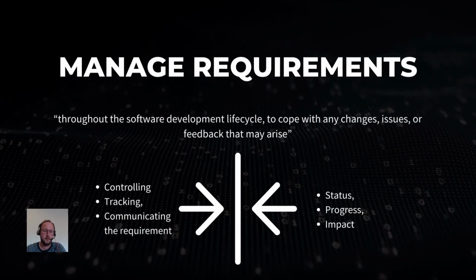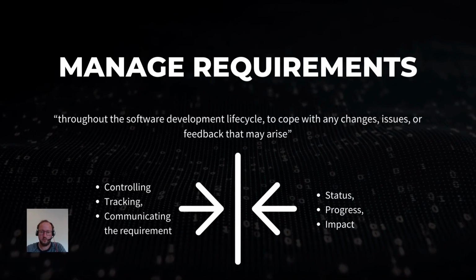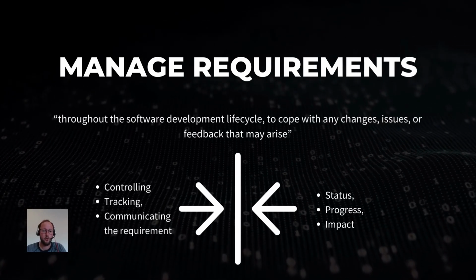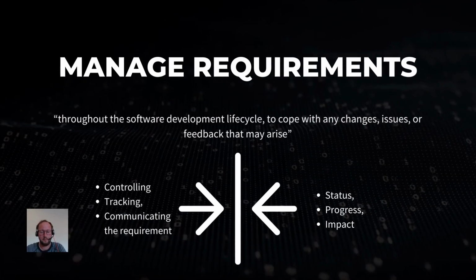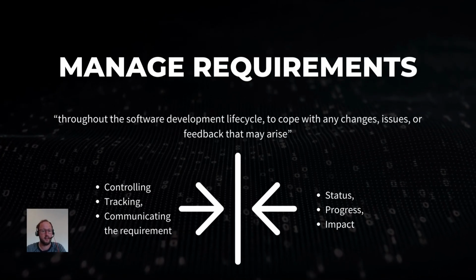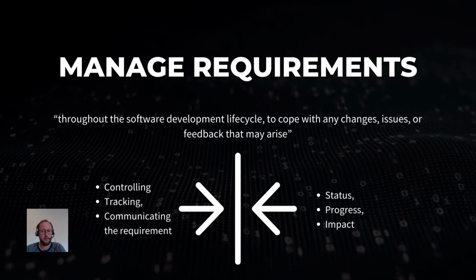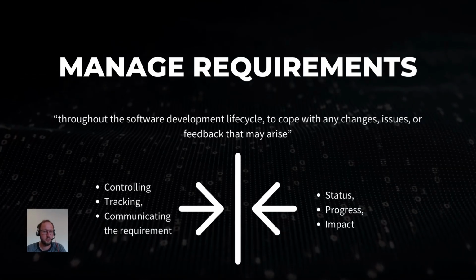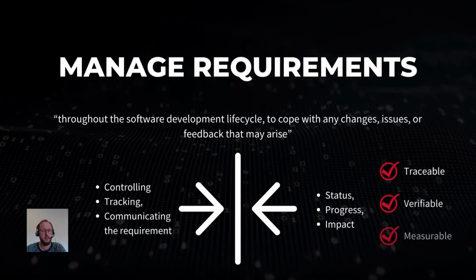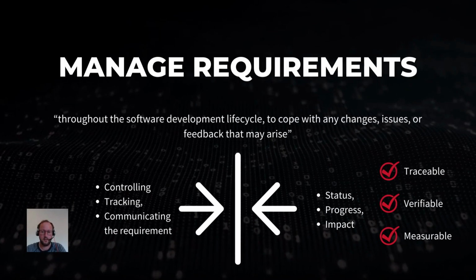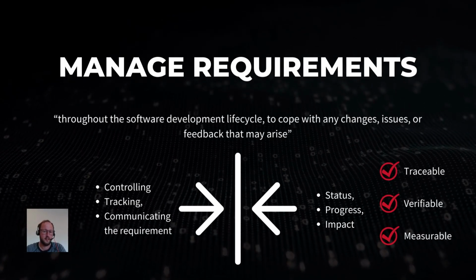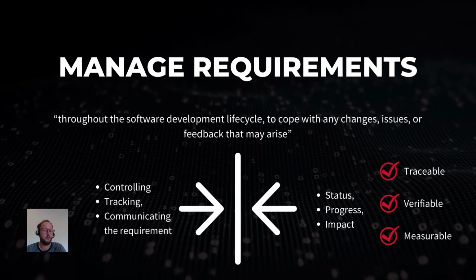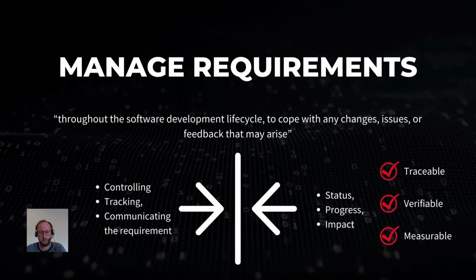Manage the requirements. The final step is to manage the requirements through the software development lifecycle to cope with any changes, issues, or feedback that may arise. This means controlling, tracking, and communicating the requirements as well as their status and progress to your project. You should also ensure that the requirements are traceable, verifiable, but also measurable, and that they are aligned with design, development, testing, deployment of your software throughout the entire software project.